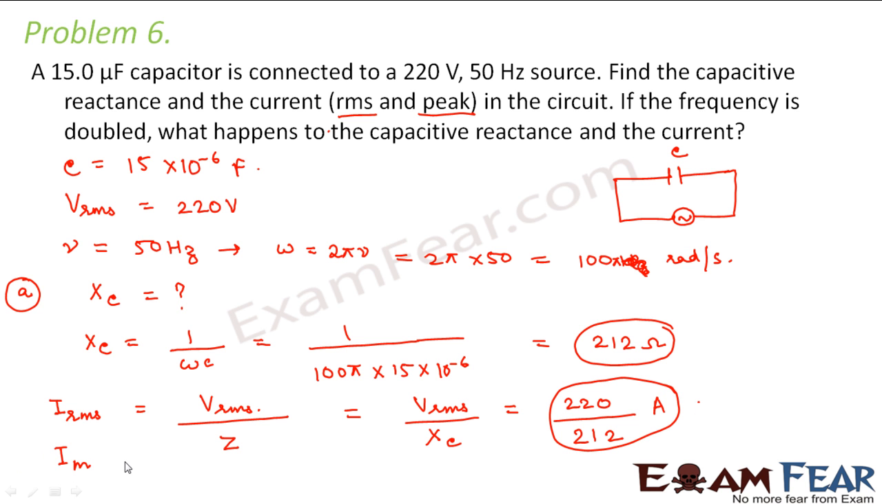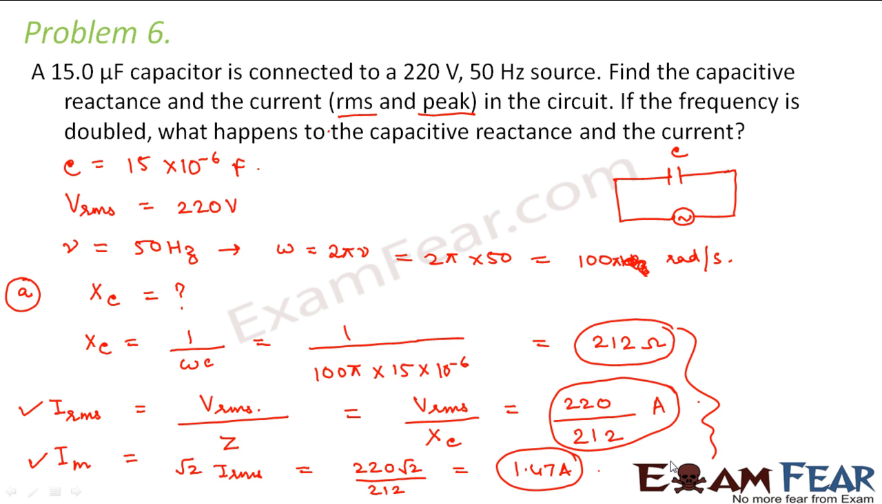Now if you want to calculate the peak value of current, the peak value of current would be root 2 times the RMS value of current. That means 220 root 2 divided by 212. So this comes out to be 1.47 amperes. So this is the RMS current and this is the peak current. So that's the first part of the problem.